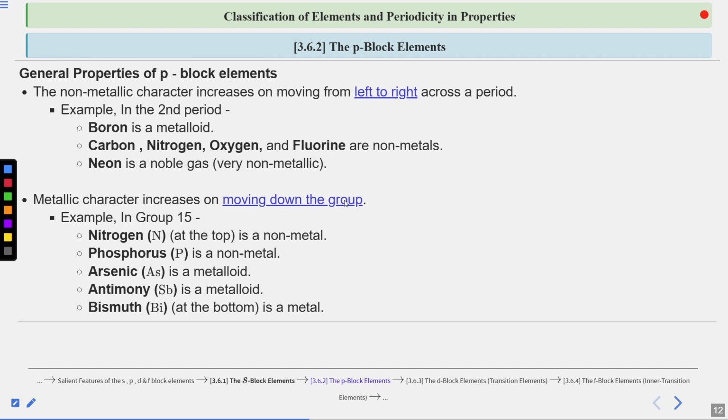I hope this part is clear to you. So remember these two important points. They can be applicable to any block.